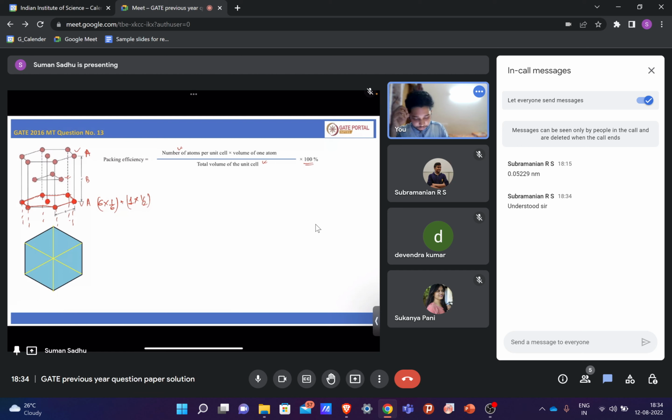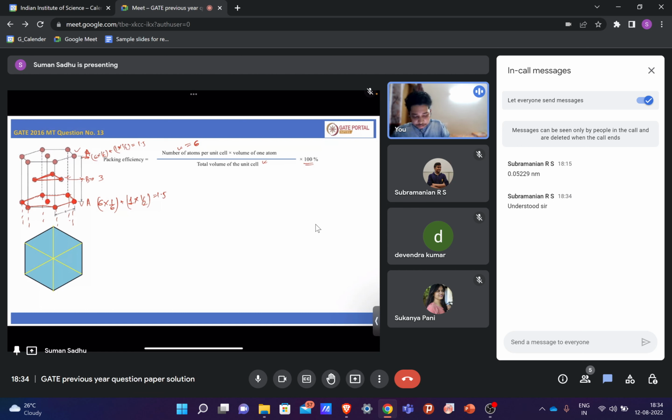Okay, so for this plane, all these 3 atoms are inside this unit cell only. So all these 3 atoms are contributing to this unit cell only. So there are a total of 3 atoms from this plane, and similarly from this plane 6 into 1 by 6 plus 1 into half. So this is 1.5, this is 1.5, and this is 3. So what is the total number of atoms in this unit cell then? 3 plus 1.5 plus 1.5. So the total number of atoms for this unit cell is 6, right?